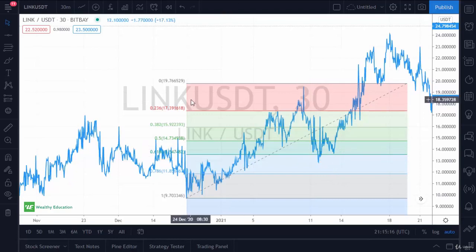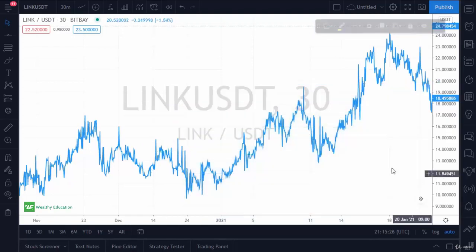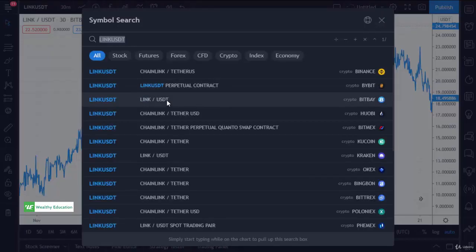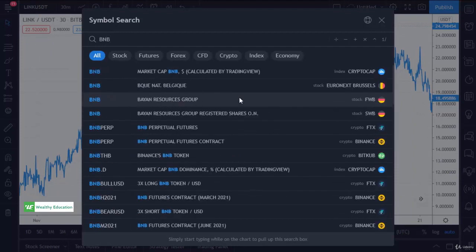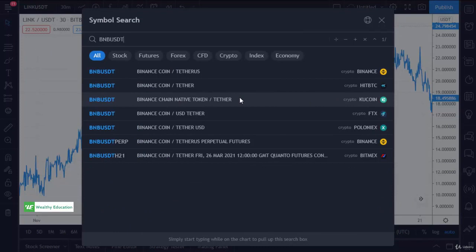Now, there are some pros and cons to using Fibonacci. One of the biggest pros is that so many people use it. It's very common for people to use it. There are people whose entire trading routine is based upon Fibonacci.